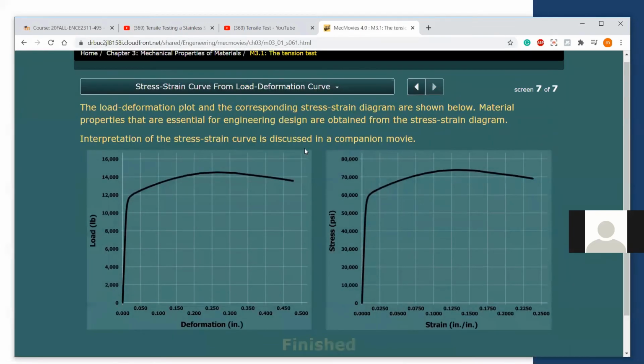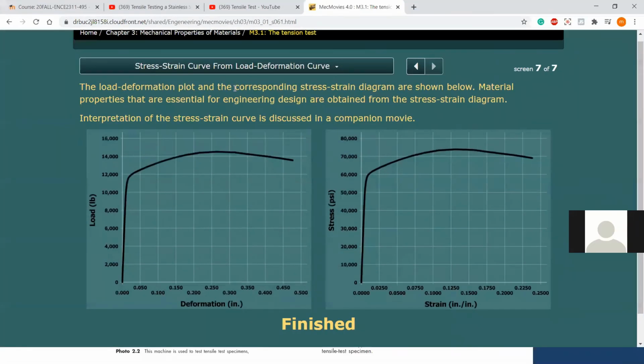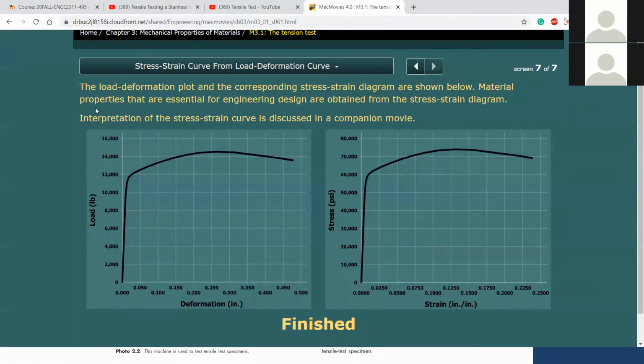So let's continue. The load deformation plot and the corresponding stress strain diagram are shown below. Material properties that are essential for engineering design are obtained from the stress strain diagram. Let's read it one more time because this is important. Material properties that are essential for engineering design are obtained from the stress strain diagram, not load deformation diagram.